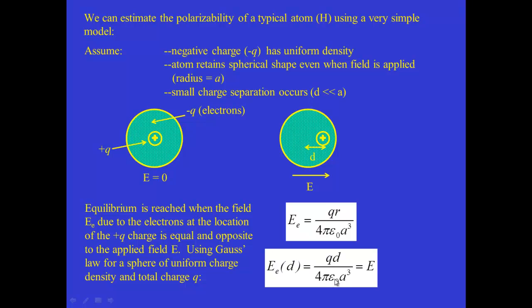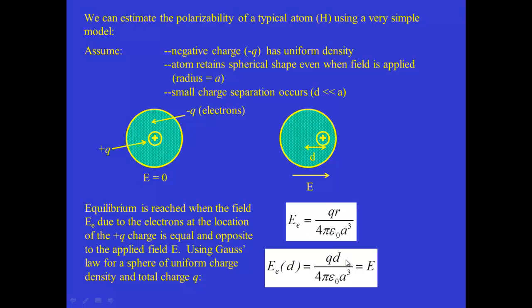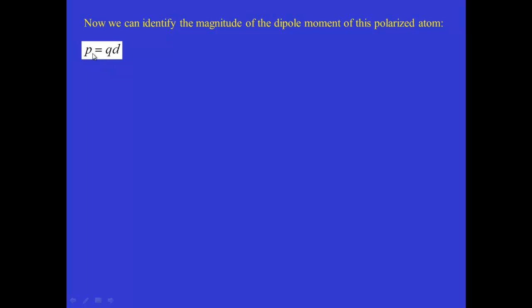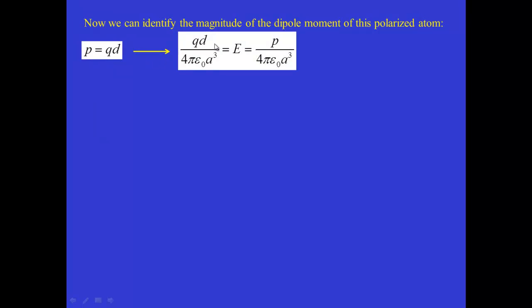So qd over 4 pi epsilon naught a cubed is equal to the applied field E, and we can identify the term in the numerator, qd, as the dipole moment because it is the expression that's appropriate to a positive and a negative charge of equal amounts displaced by a distance d. So P, the magnitude of P, is qd, and therefore E is equal to P over 4 pi epsilon naught a cubed, and I can solve this for the dipole moment and see that we have just the kind of linear relationship between the dipole moment and the applied field that we expected.